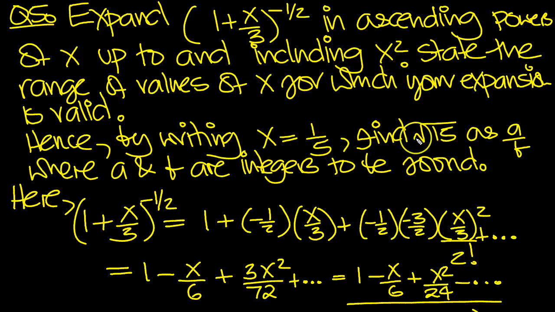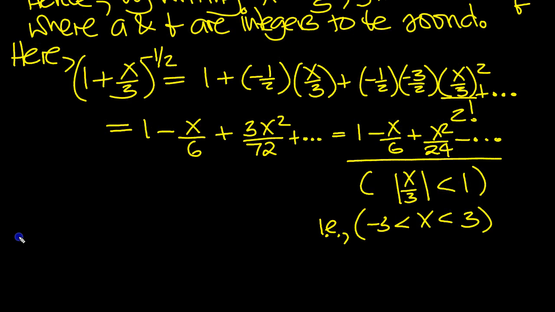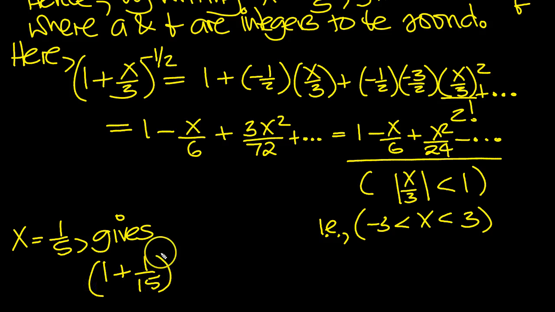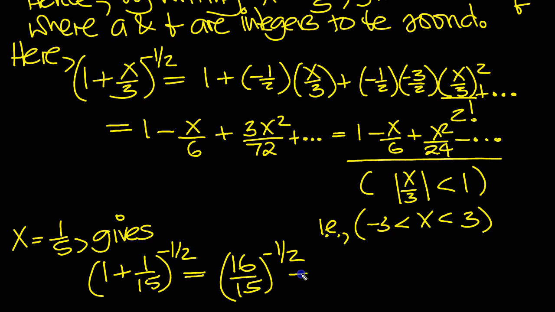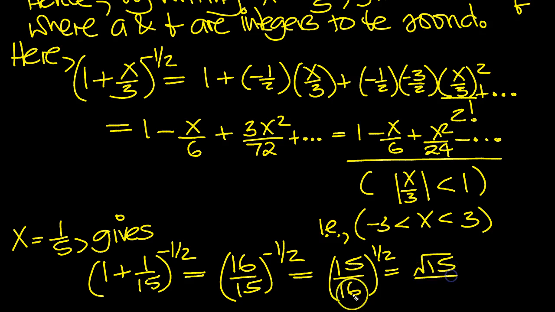Hence, by writing x equals a fifth, find root 15. So let's put it in then. X equals 1 over 5 gives: we've got 1 plus 1 over 5 over 3, which is 1 plus 1 over 15. And that's to the minus a half, which is equal to 16 over 15 to the minus 1/2, which is equal to, flip this upside down, 15 over 16, and that allows us to drop the minus. And that's equal to root 15 divided by root 16, which is 4.